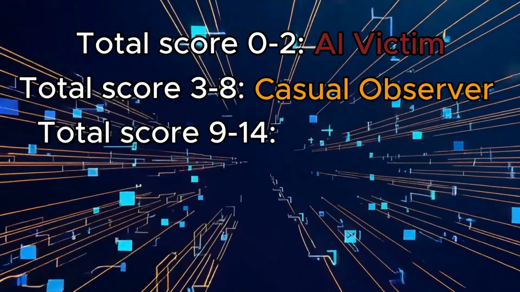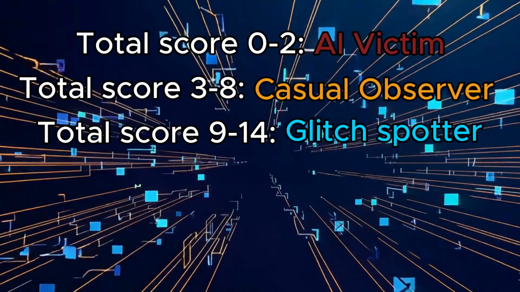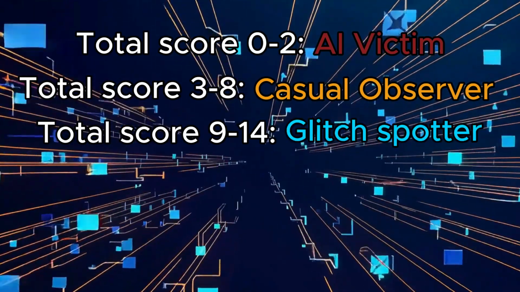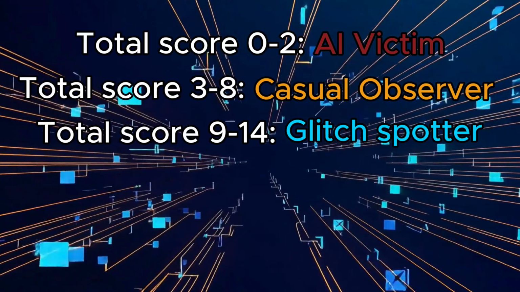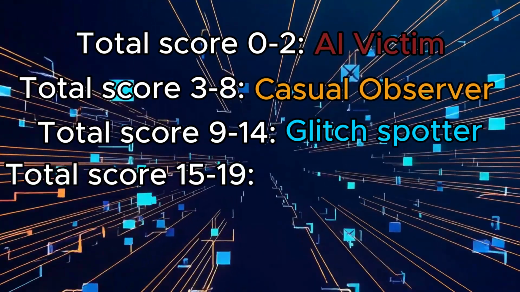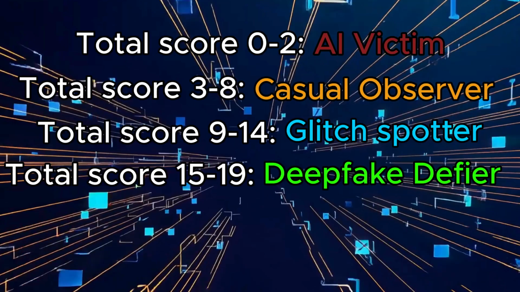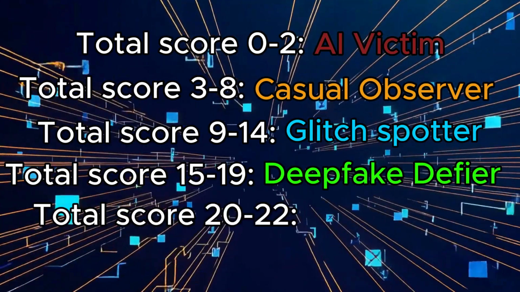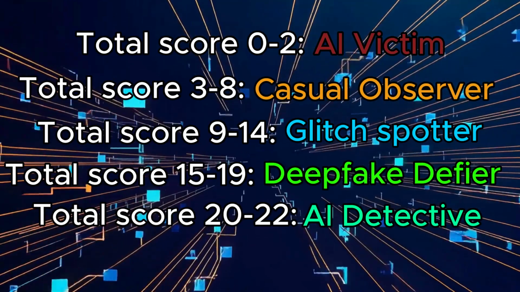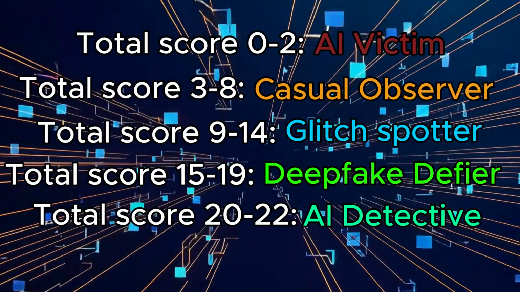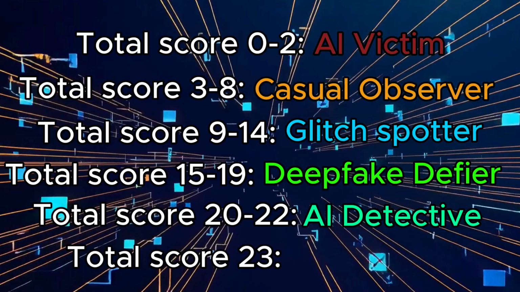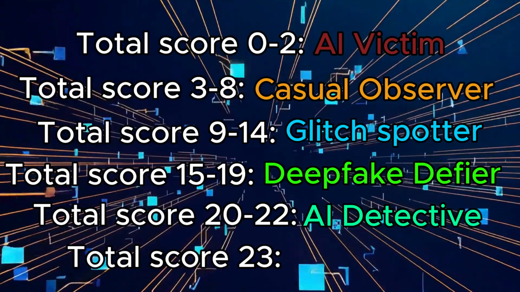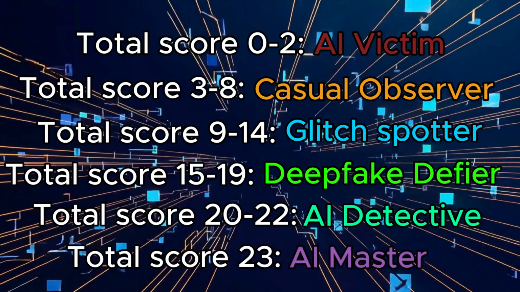If it's between 9 and 14, you are a glitch spotter. This is an average score. Not terrible, but neither amazing. If it's between 15 and 19, you are a deep fake defier. Good job. If it's between 20 and 22, you are an AI detective. Excellent performance. But if you got a perfect score of 23, congratulations. You are an AI master, the elite of the elite.